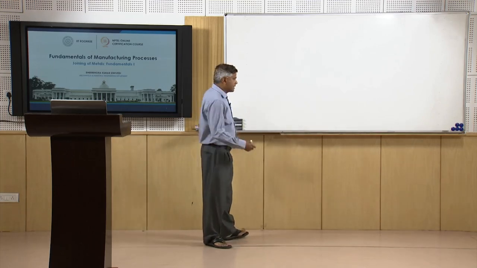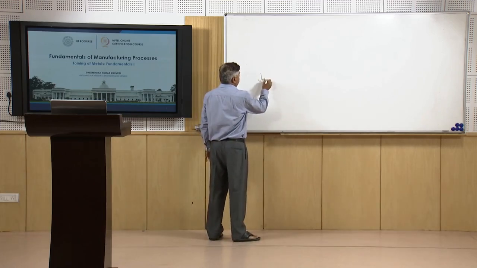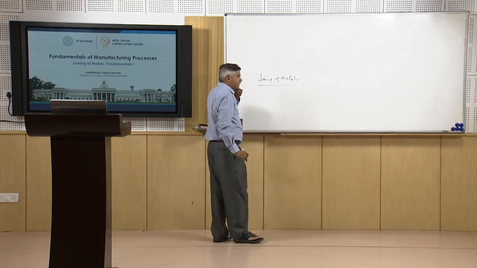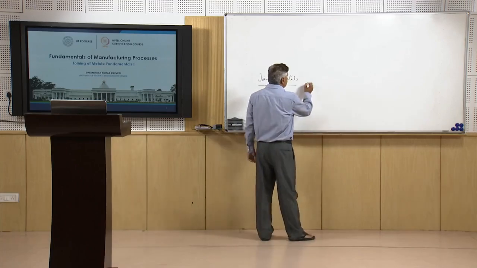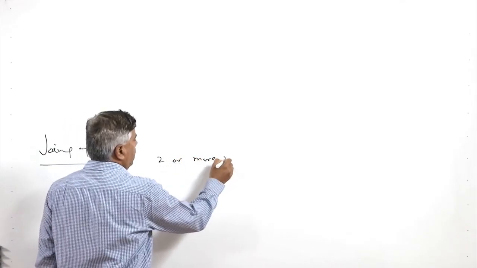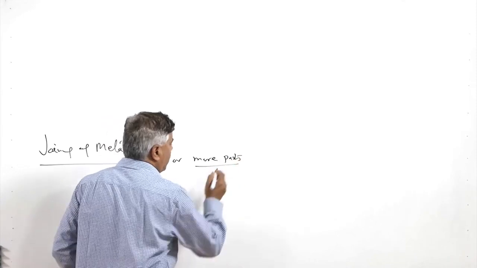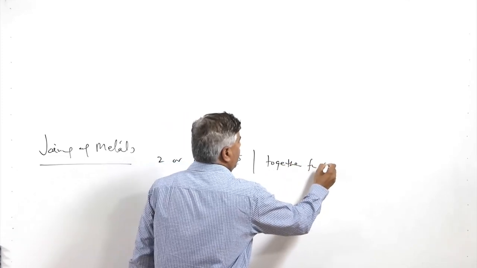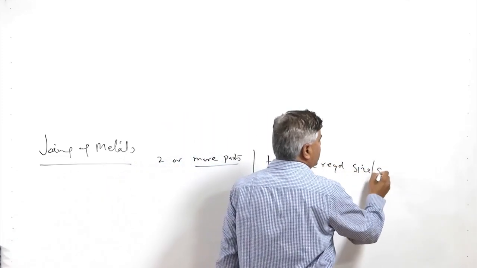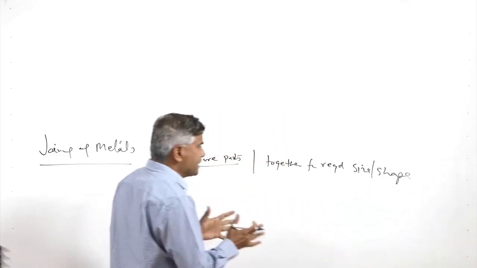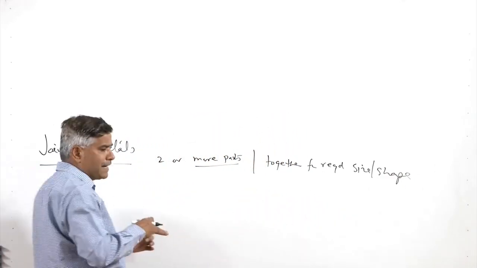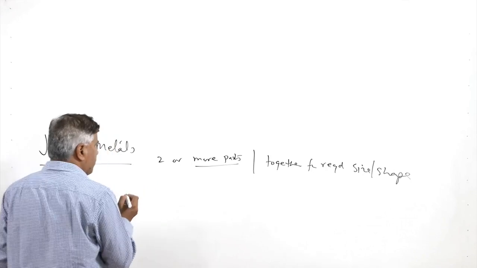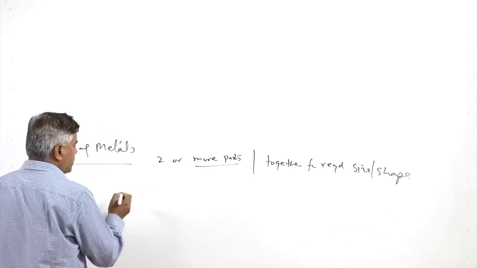Now, we will come to the next topic, that is about the joining of metals. Joining of metals, like two or more parts are brought together for achieving the required size and shape. Basically the simple shape components are brought together so that the desired final shape, which may be a complex one, also can be achieved.